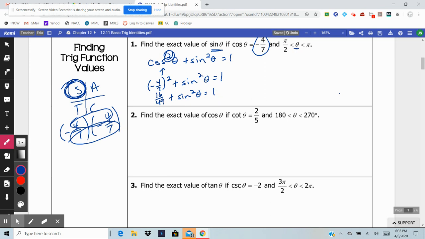To solve this equation, we've got to move 16 over 49 to the other side. I want to remind you that this one whole is 49 out of 49. It's 5 out of 5. It's 6 out of 6. It's 7 out of 7. So when you subtract 16 out of 49 from 49 out of 49, you're left with sine squared is equal to, I believe that would be 33 out of 49.